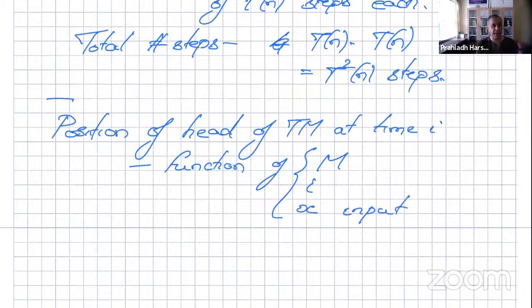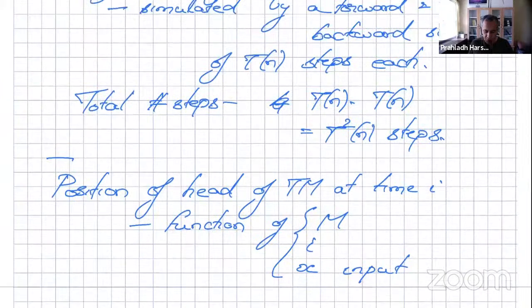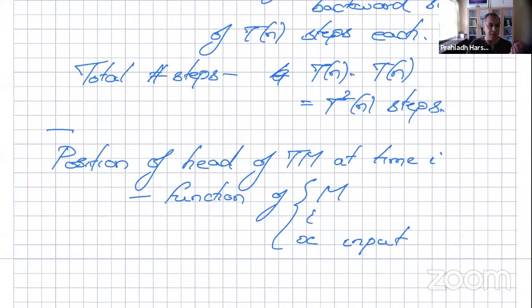Where the head is at the ith time is a function of which Turing machine you're working with, what time you care about, and the input you started off with. Once you change any of these, the position of the head on the tapes changes. That's true for any Turing machine. But this simulated Turing machine has a nicer feature, something better than what I said over here. Is there a difference? Is it a function of these three inputs, or does it? There's something nicer about this.